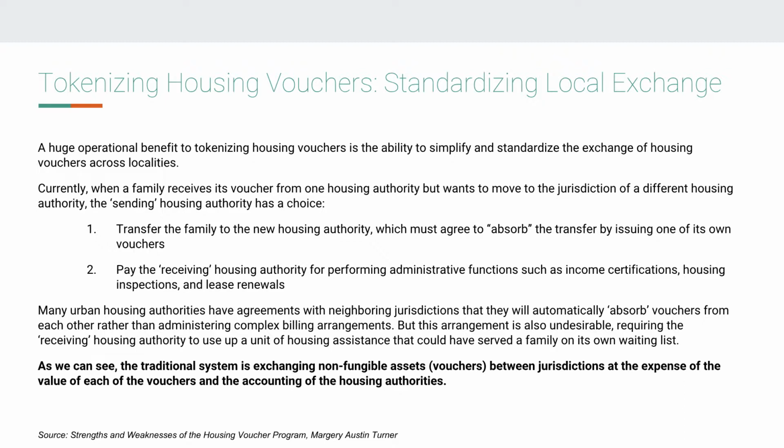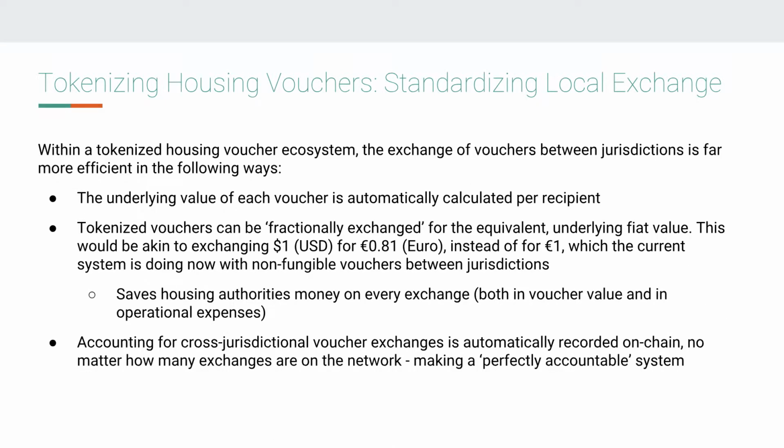And no one wants to do the latter, right? Even if you were unaware or unfamiliar with the space, that just doesn't sound like a good option. So, as we can see, the traditional system is exchanging non-fungible assets, vouchers, between jurisdictions at the expense of the value of each of the vouchers and the accounting of the housing authorities. That's another thing: a lot of fraud happens, both in the food stamp market and the housing voucher market, because you have all of these equal exchanges where things aren't equal, and a lot of the accounting isn't best kept. So there's a lot of opportunity for fraud because the accounting is all messed up.